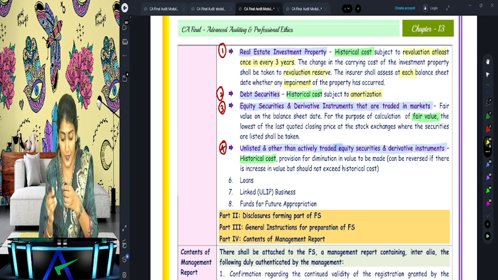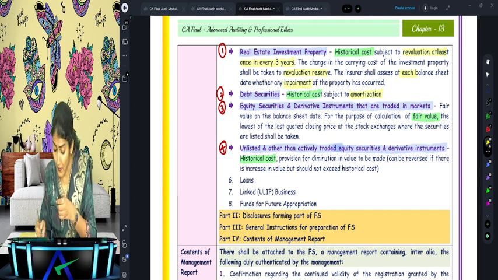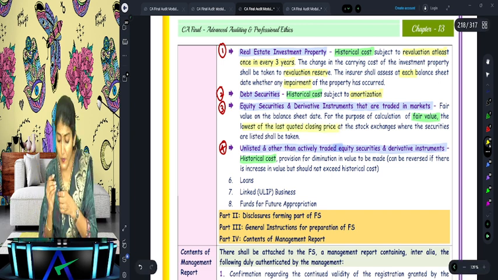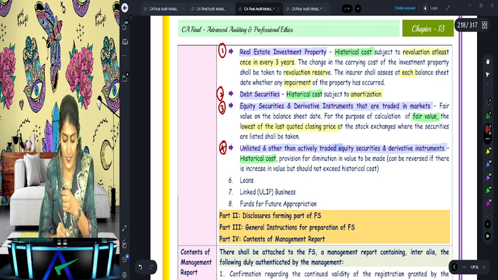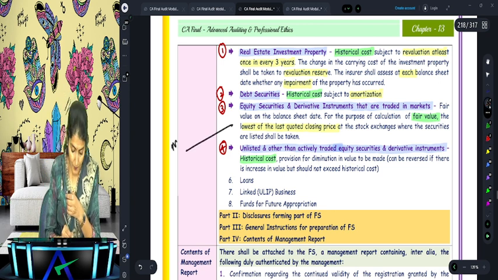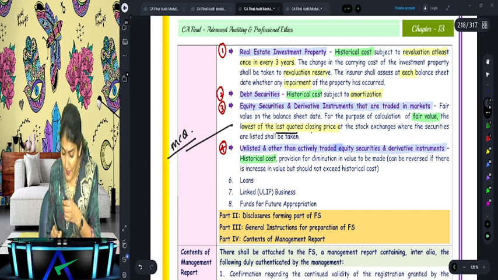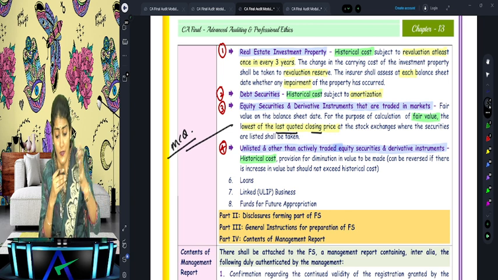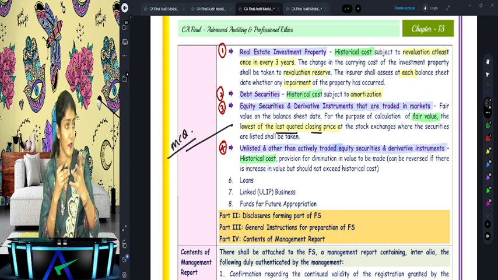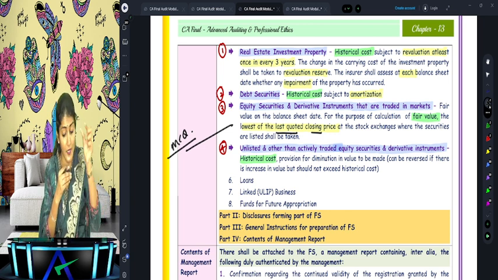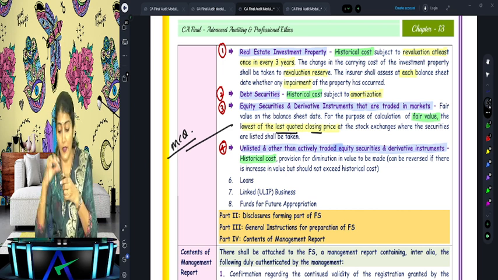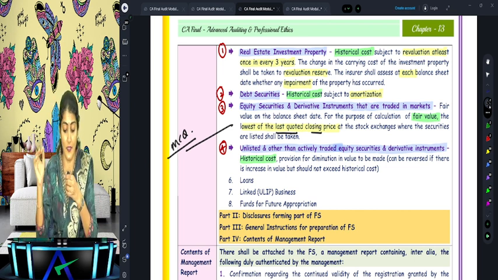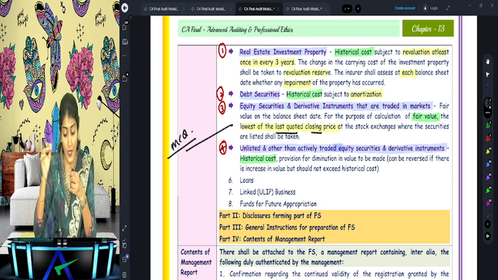They have to be calculated on the fair value on the balance sheet date, and this fair value has to be the lowest of the last quoted closing price at the stock exchange. Again, they asked an MCQ on this one. So say lowest or average or highest, or some other last quoted opening price, closing price. So lowest of the last quoted closing price at the stock exchanges where the securities are listed shall be taken. Are you understanding this? Right.